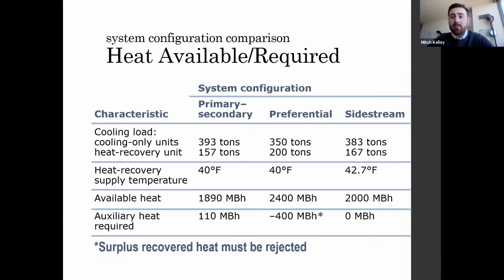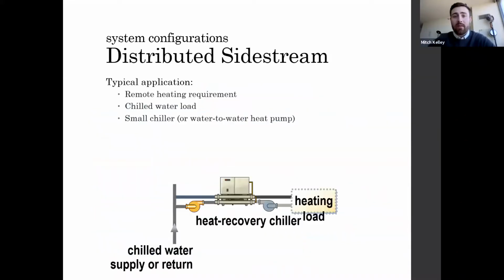So here's a summary of the system conditions for the three configurations we just mentioned. The negative auxiliary heat required shows that the heat recovery chillers ran at a higher capacity than necessary to satisfy the heating load. This is not necessarily a disadvantage when compared with the primary-secondary configuration because the heat must be rejected whether it is from the cooling-only chiller or the heat recovery chiller.